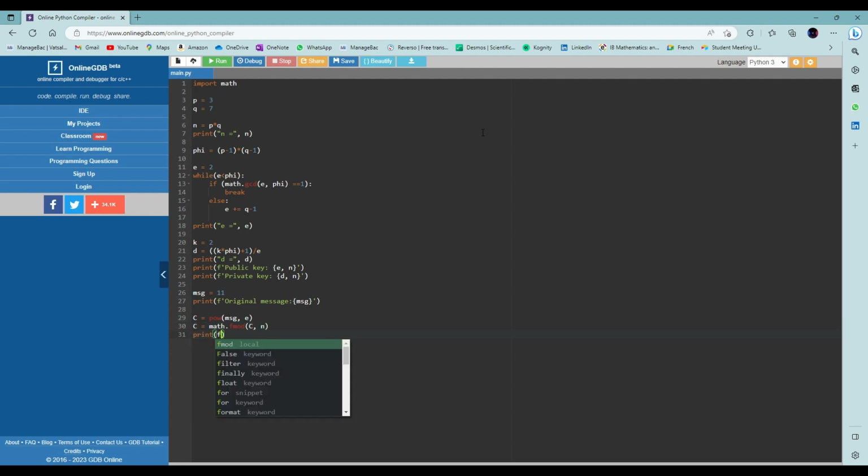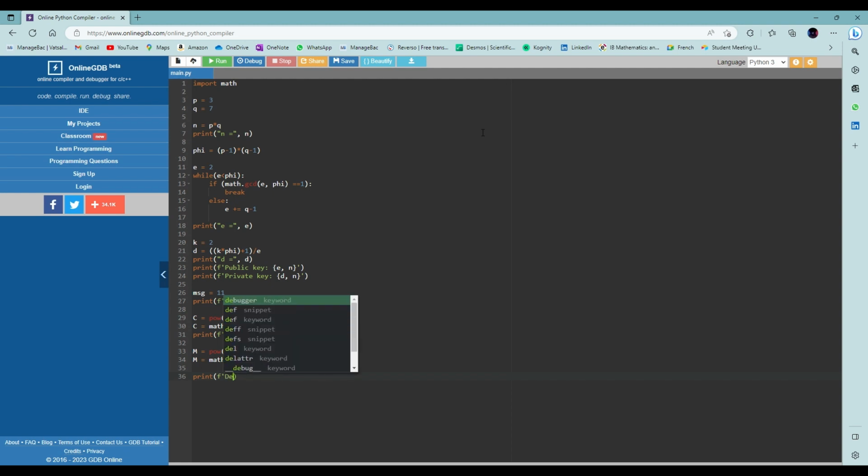To encrypt the plain text message, we use the formula c is equal to m to the power e mod n. In the code above, we use the pow function to compute m to the power e and then use the math.fmod function to compute the modulus of the result with n. To decrypt the ciphertext message, we use the formula m is equal to c to the power d mod n. In the code above, we use the pow function to compute c to the power d and then again use the math.fmod function to compute the modulus of the result with n.